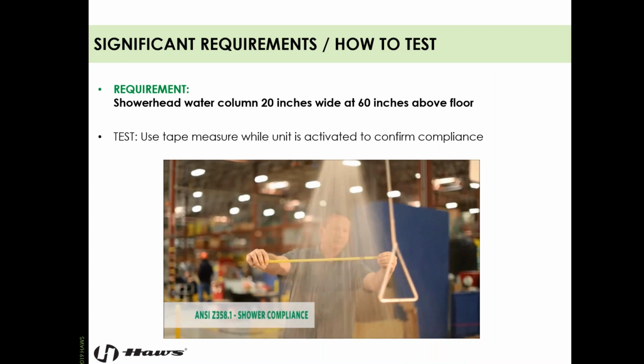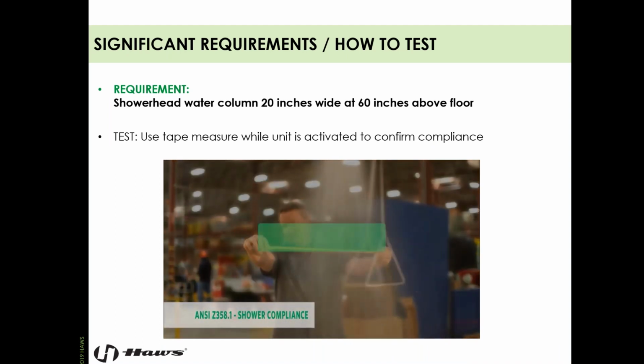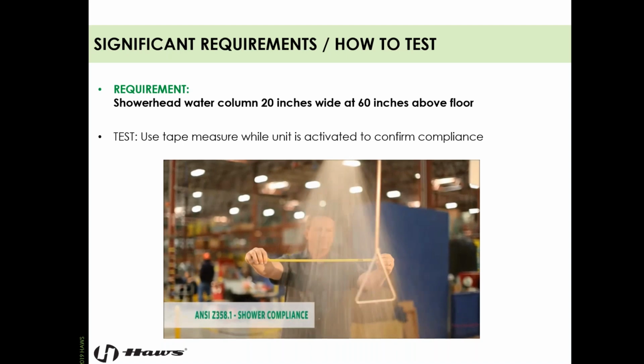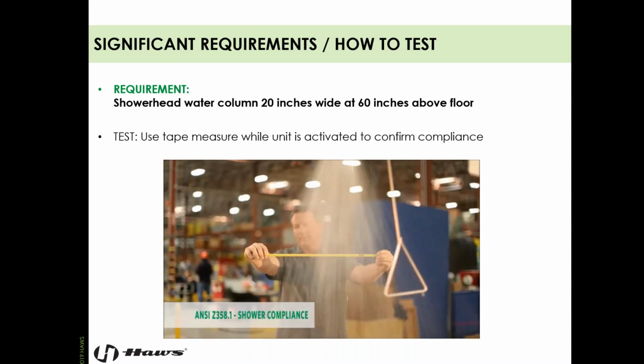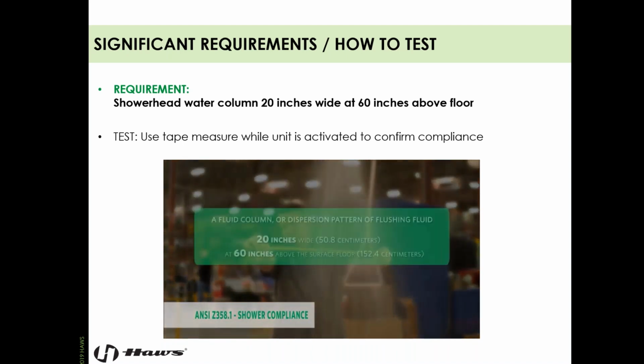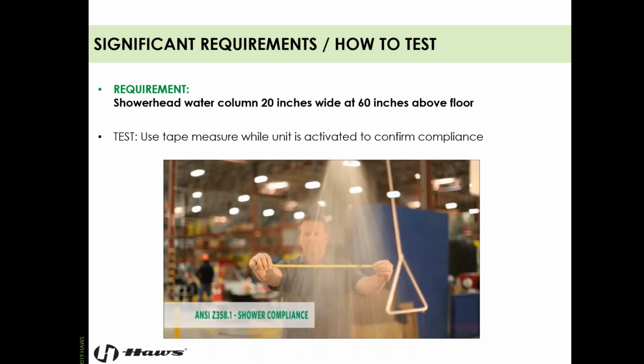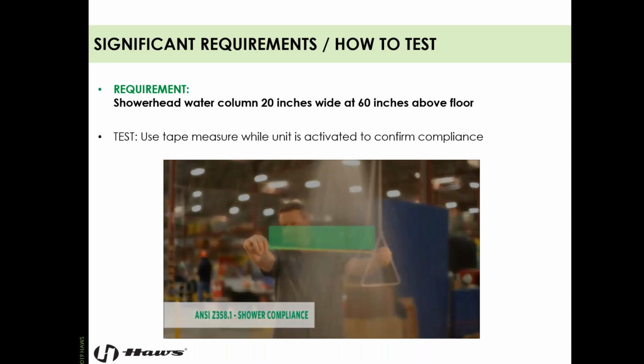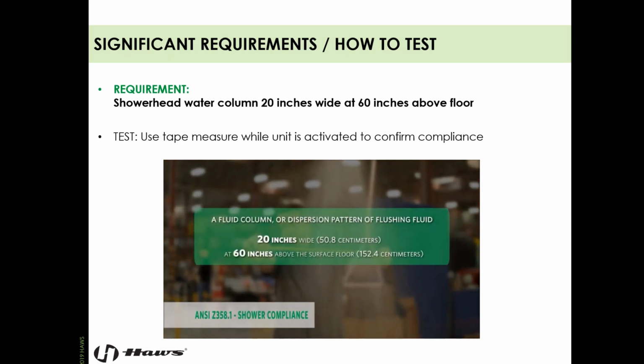So here is another of my coworkers. This is Bill. He's a couple offices down. And the way that we measure that is, again, measure up 60 inches, measure across 20 inches, make sure the flow pattern is at or exceeding that, and you're completely good to go. All you need is the tape measure there, and it's a very quick, easy test.